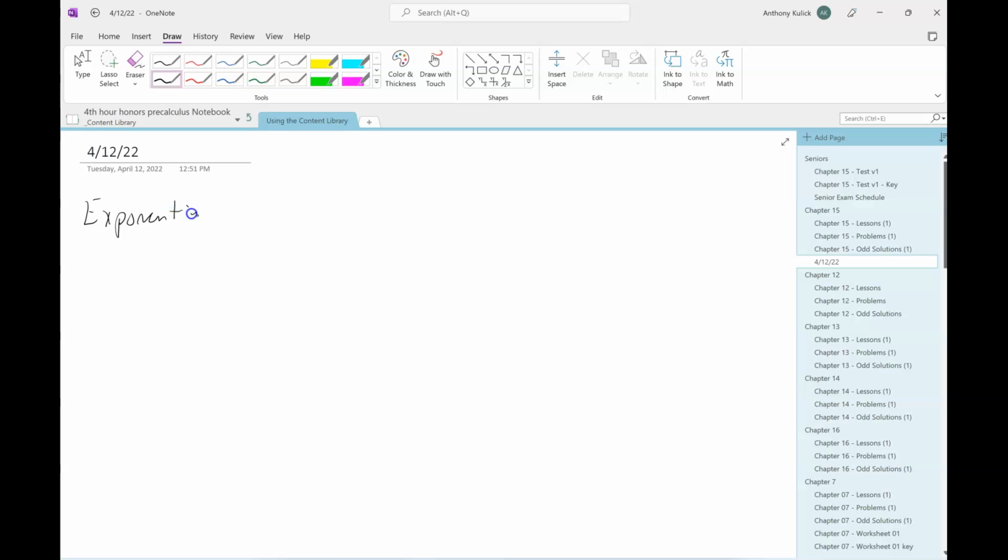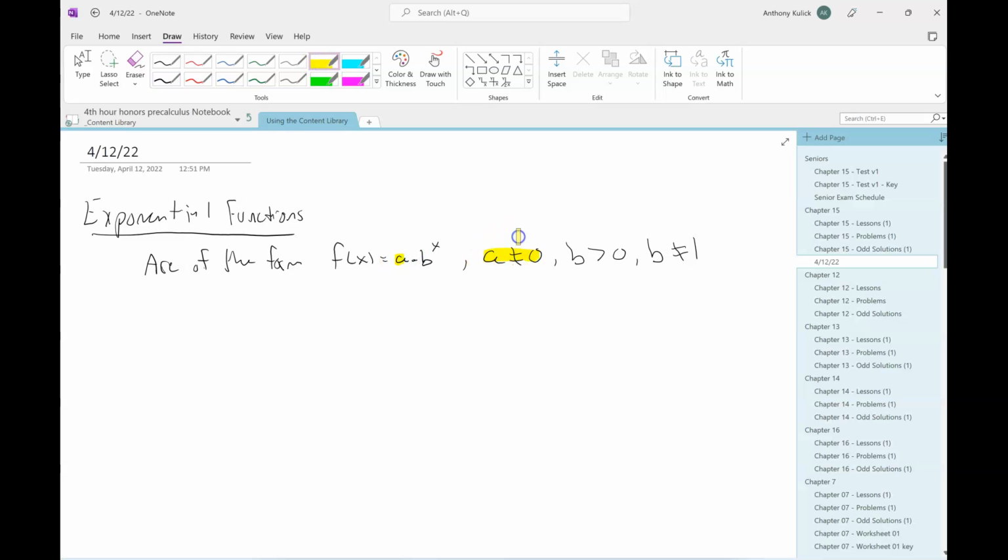We're starting by talking about exponential functions. So exponential functions are of the form a times b to the x, where a is not 0, b is greater than 0, and b is not equal to 1. So let's take a moment. Why don't we want to let a be 0? What would happen if a is 0? You'd have just f of x equals 0. That's a constant function, not an exponential function. So that's that.